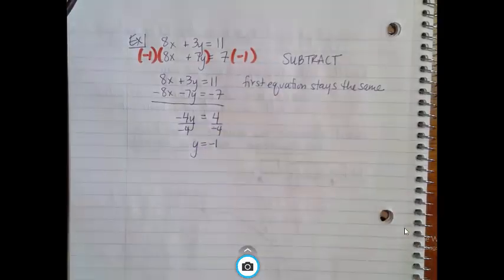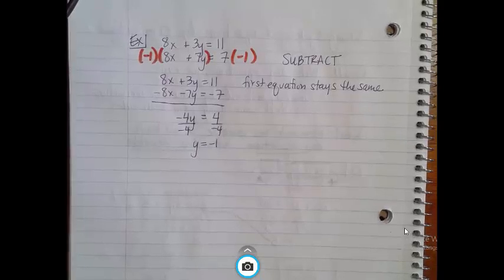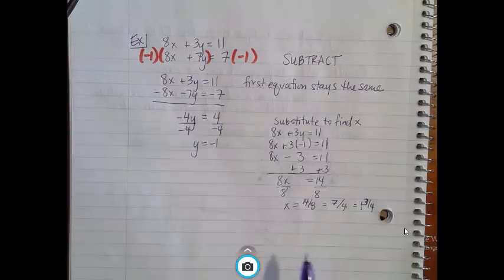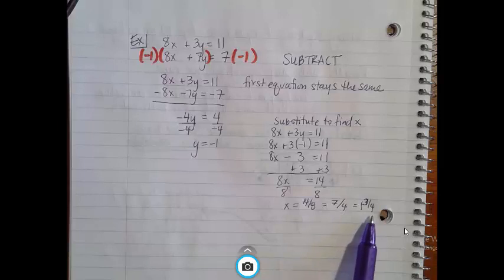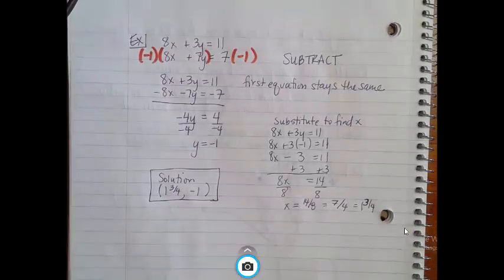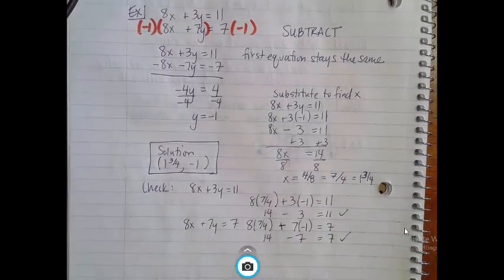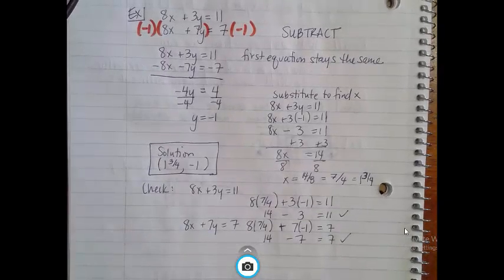This time I'm going to have to substitute to find x. I can choose either the first or the second equation. I'll choose the first. So I've got x equals 14 over 8. Simplify that to 7/4, or you can write it as 1 3/4. Let's write out our solution. And again, you can check by plugging into your original equations. This works with both equations, so I know my solution is correct.